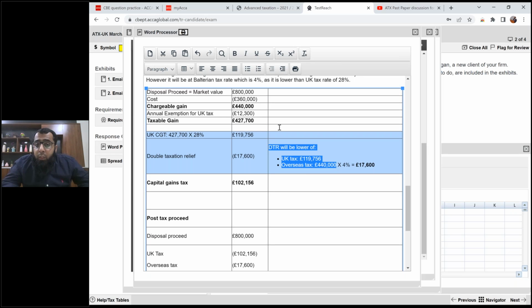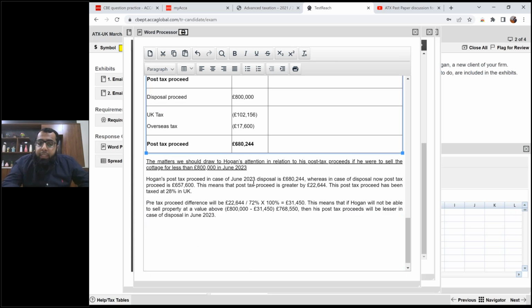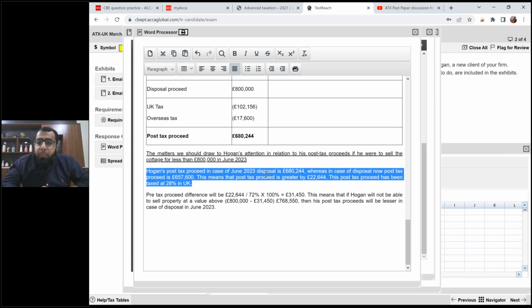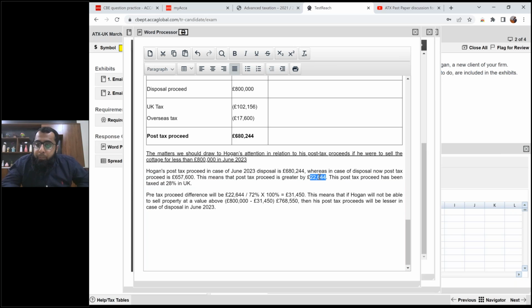The overseas tax was on the chargeable gain because in Baltira there was no annual exemption. CGT post-tax proceeds. Now, he said that if he were to sell it at a lesser value, then what should he consider? The difference between two post-tax proceeds. One was 680,244 and one was 657,600. The difference between the two post-tax proceeds was 22,644.